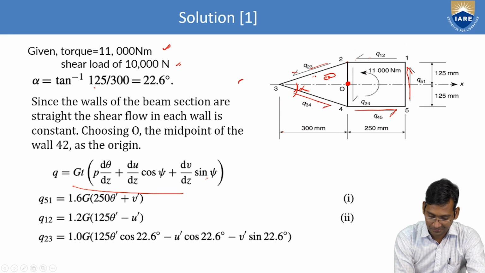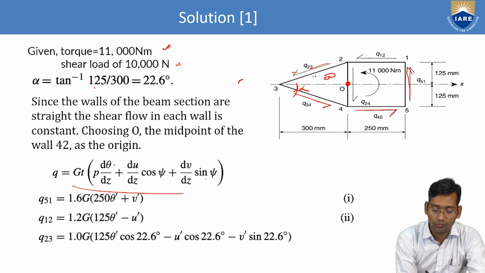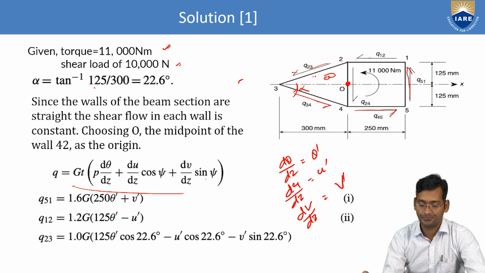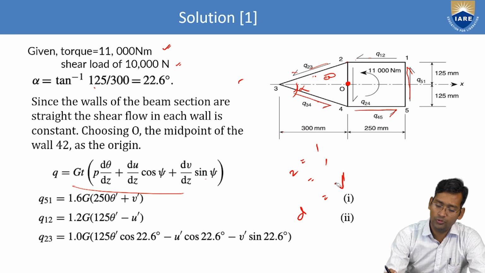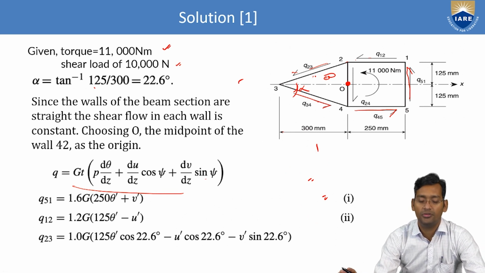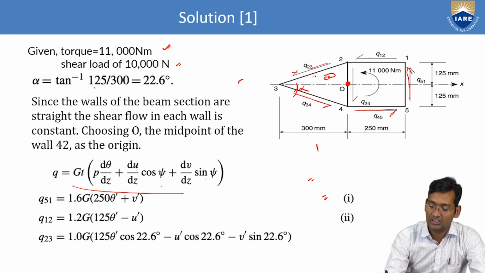So now, what we have seen is that d theta by dz we write as theta dash. Similarly du by dz as u dash and dv by dz as v dash. Right, so we will use that here in the same way. Earlier also we had seen two types of problems. Just here the figure is different.